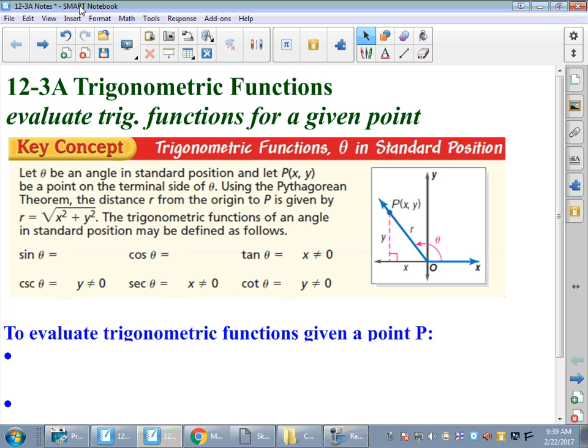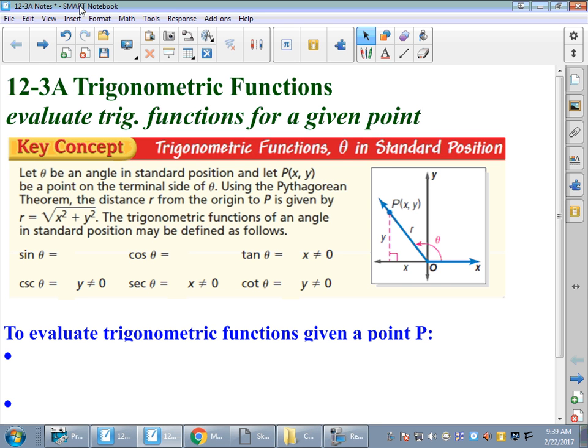These are your 12.3a notes. We're going to start finding the exact trig values of these different angles outside of the circular trig. And the first day of that is using point trigonometry.